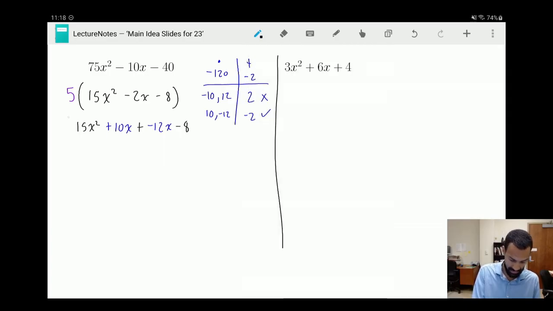And let's not forget, 5 is still hanging on the outside of all of this, right? So I'm going to put that there. Okay, so now let's group together the first two terms and the last two terms.